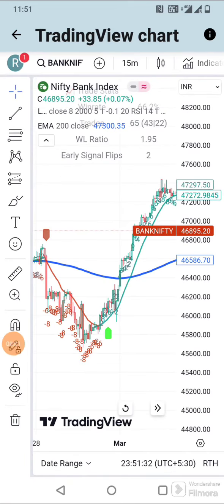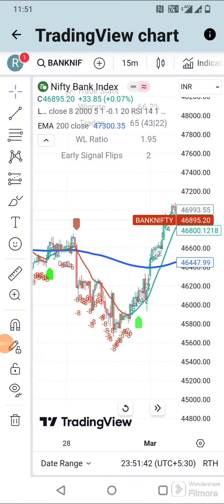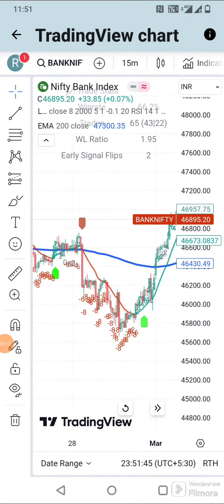Then, when the machine learning indicator gives the green signal and the price crosses above the 200 exponential moving average, buy the call. When the machine learning indicator gives the red signal and the price crosses below the 200 exponential moving average, sell the call.